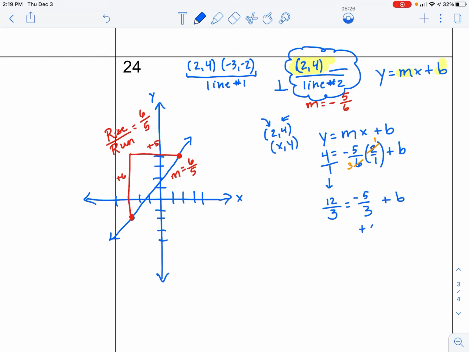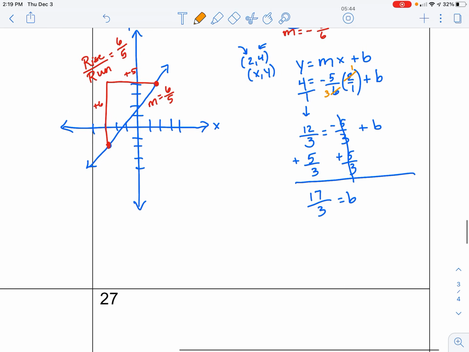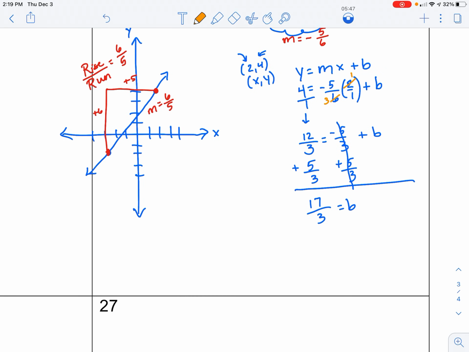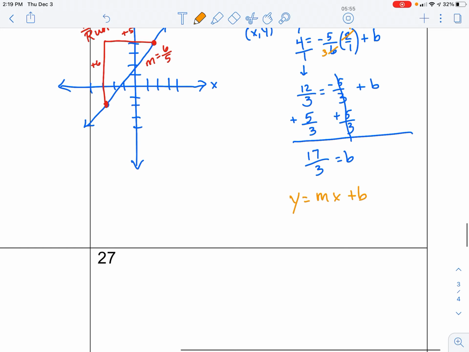Okay, now I want to solve for b. I need to know that value. That value is actually the y value of our y-intercept in the line, and it's a very important part of our equation. So I end up with 17/3 is what b is equal to. So the equation of that perpendicular line is going to be y equals, remember it was mx + b, so let's fill in our parts. We always leave y as y. We fill in the slope. We said it was negative 5/6. We leave x as x, and we put our b right here.